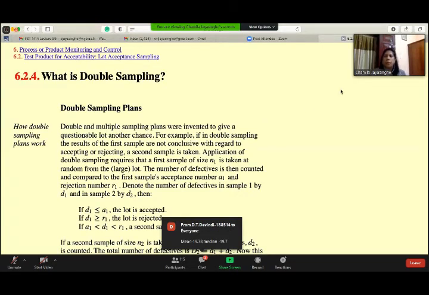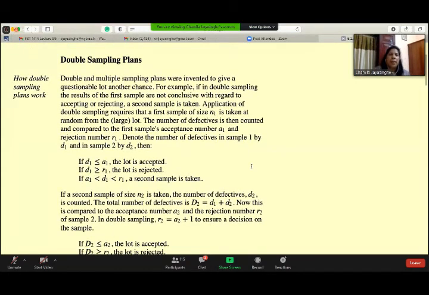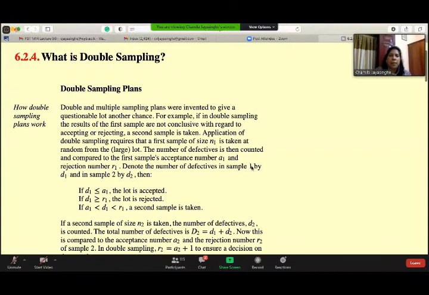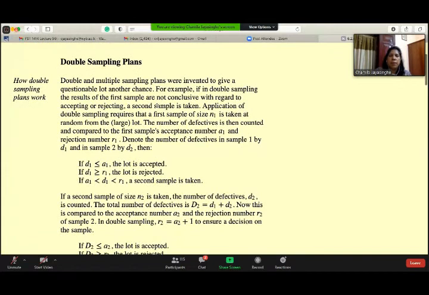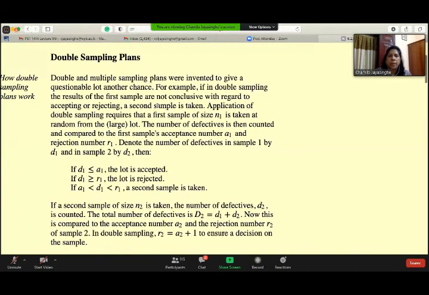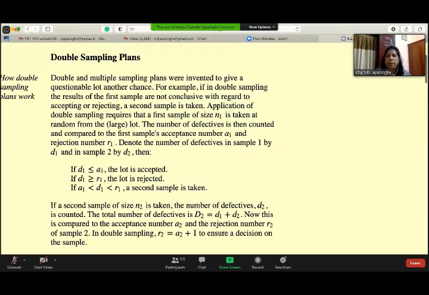Before that, I want to explain the double sampling plan. I know that you have not got it; I did not explain it correctly, right? Let's come back. Here, double sampling plan. What is a double sampling plan? How does it work? I think you can read it, right? Can you see the screen? Naveen? Yes, madam. Right. Let's read.